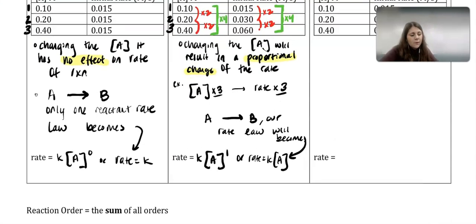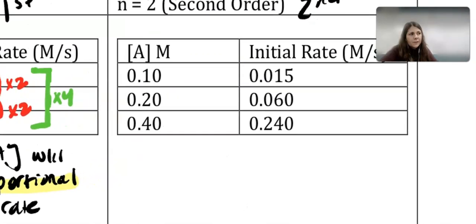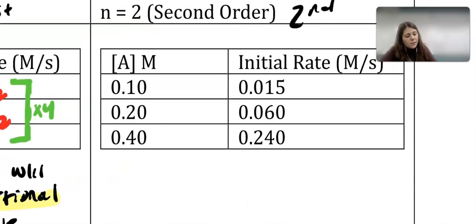Now let's look at second order, okay? So for second order, I want you to pause the video and try to figure this out yourself. It's going to be a little bit more difficult because we looked at no effects and then directly proportional effects. Here, I want you to pause the video and try to see what's happening when you go from trial 1 to trial 2 and how the rate is affected in the other one. So pause the video and try this out yourself, and then click play and I'll go over the answers.